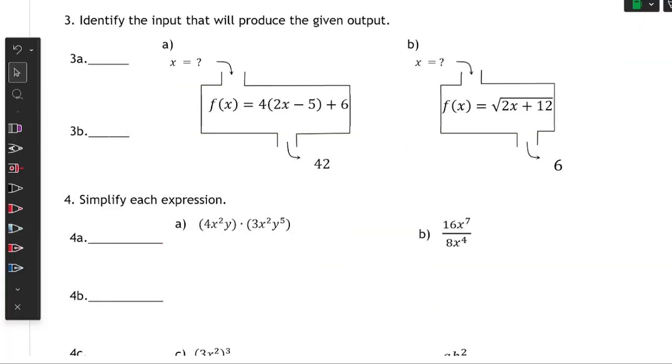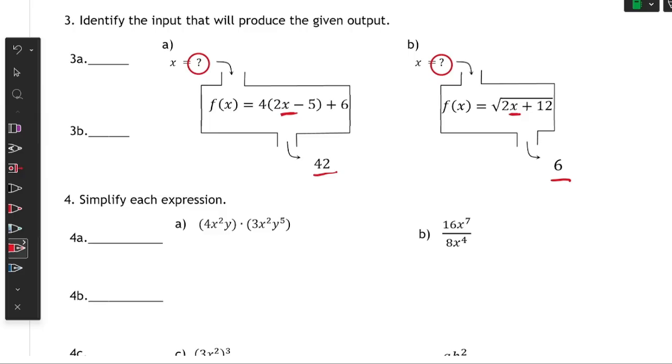For question 3, things have reversed here. Now we're being asked to figure out what value of x we would place in the function to get these two particular output values. I know that my answer is correct once I place in the value of x I found into these equations and verify that it does give me the desired output.